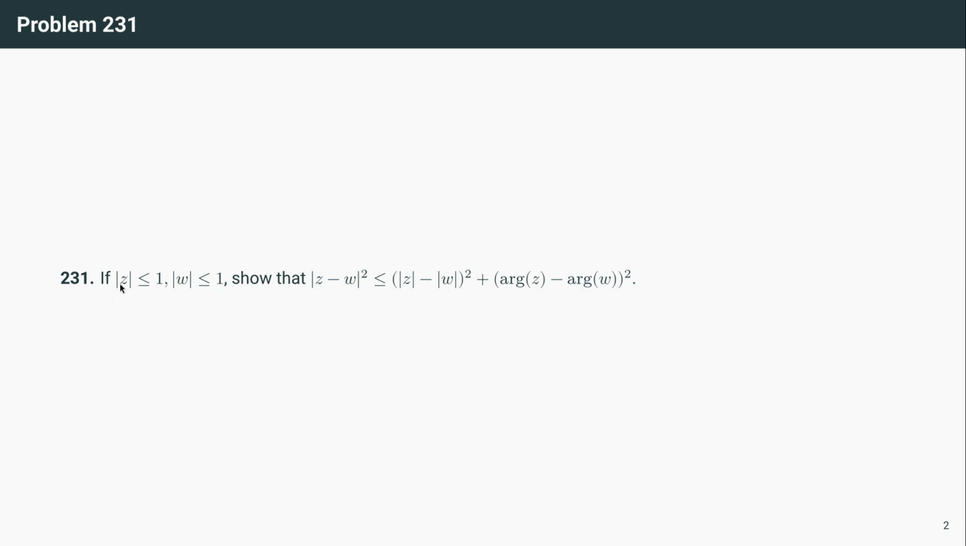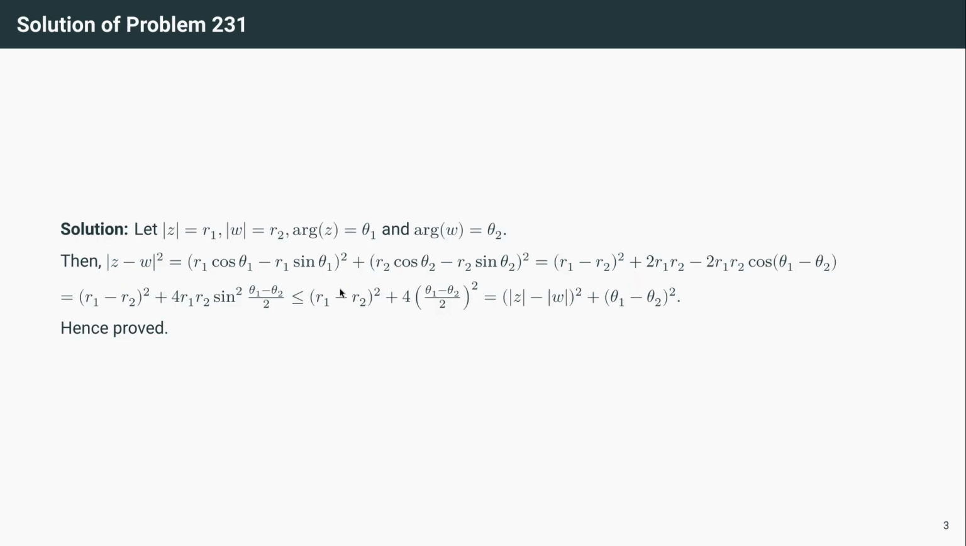Question 231 says that if mod z is less than or equal to 1 and mod of w is less than or equal to 1, then show that mod of z minus w whole squared is less than or equal to mod of z minus mod of w whole square plus argument of z minus argument of w whole square. So we use polar coordinates for this because arguments are involved. So we let mod z equal r1, mod w equal r2, argument of z equal theta 1 and argument of w equal theta 2.